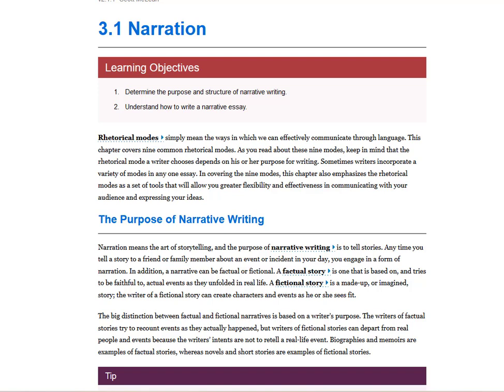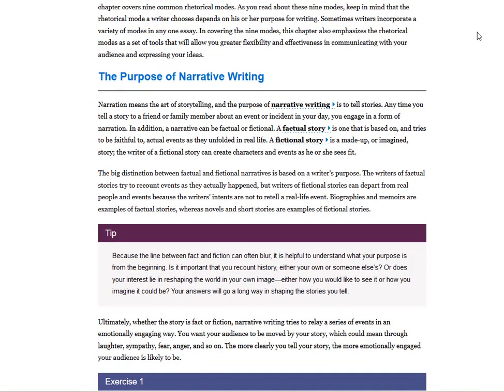The writers of factual stories try to recount events as they actually happen, but writers of fictional stories can depart from real people and events because the writer's intent is not to retell a real-life event. Biographies and memoirs are examples of factual stories, whereas novels and short stories are examples of fictional stories.